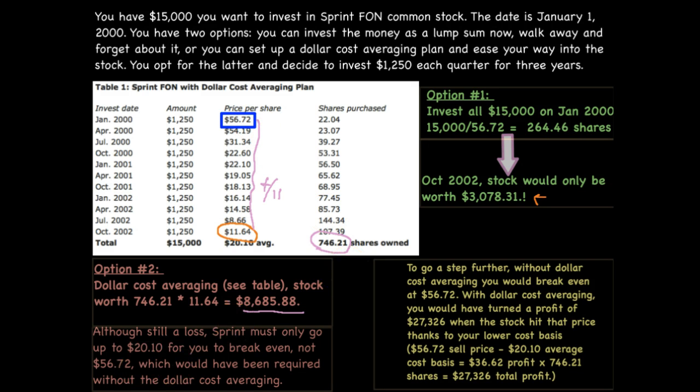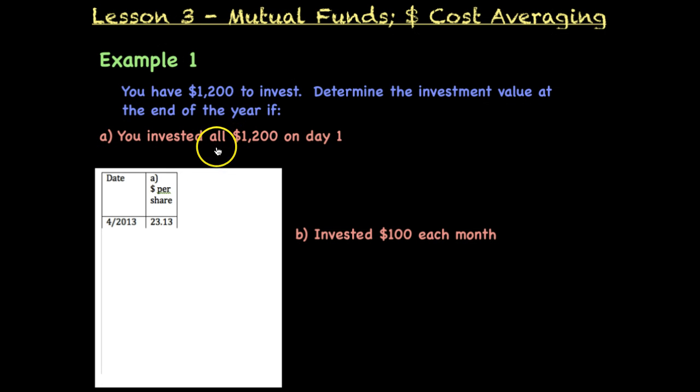Let's try an example together. In this example, we want to invest $1,200, and we want to look at what we would have if we invested all of it on day one or invested $100 each month. Now remember that with dollar cost averaging, we don't necessarily come out ahead, but it helps to mitigate some of the losses if we have extreme losses. Unfortunately, if we have extreme gains, paired with some days of lower stock prices, it does taper those down as well.